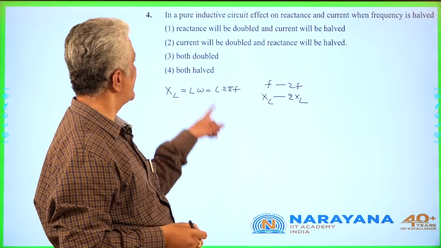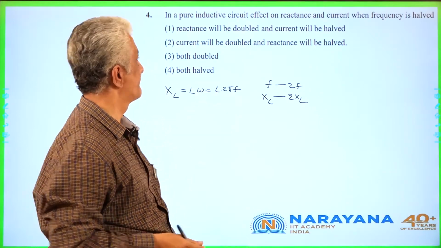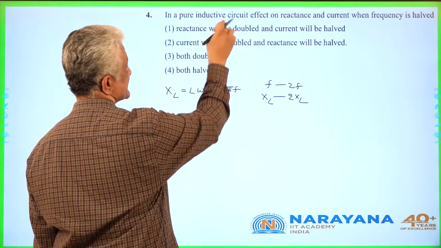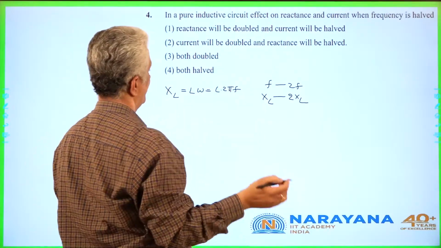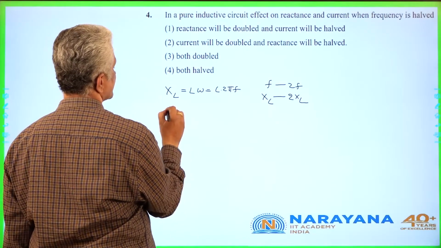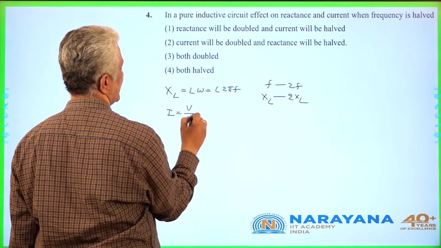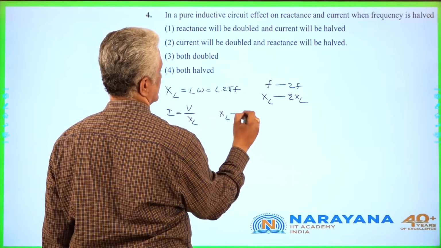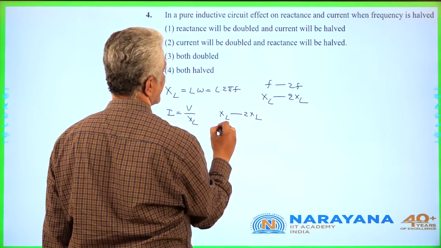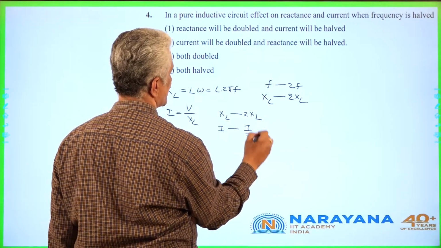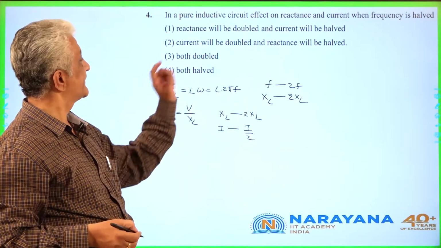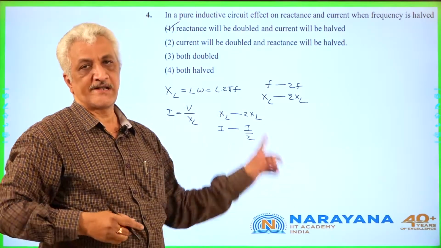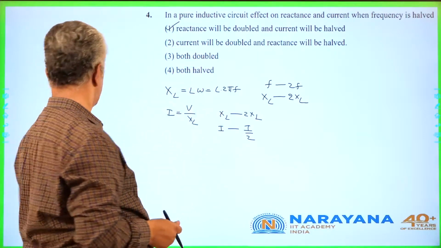So reactance will be double in the first case, and in the third case also it shows that reactance is double. But we have to check for current also. What is current? I is nothing but voltage by XL. As XL becomes double, current definitely becomes half, as it is inversely proportional. So definitely the third one is wrong, only the first one is correct. So the correct answer of the fourth one is the first one itself.